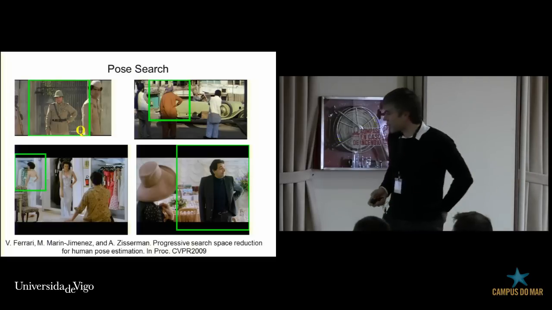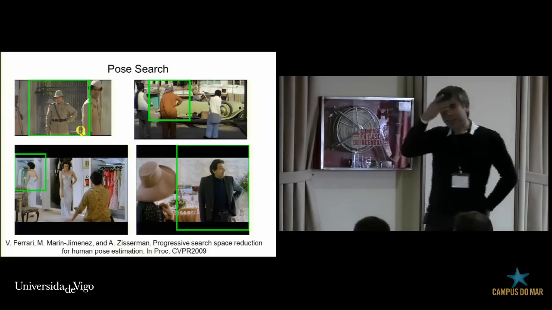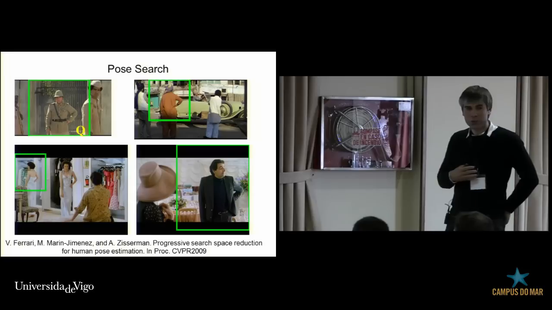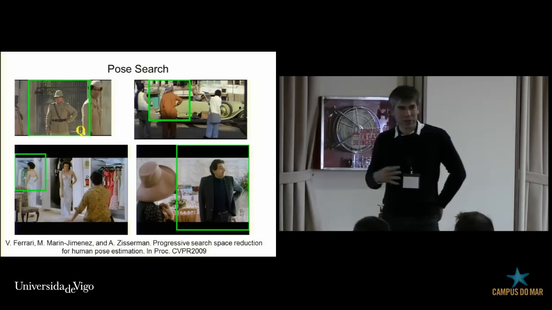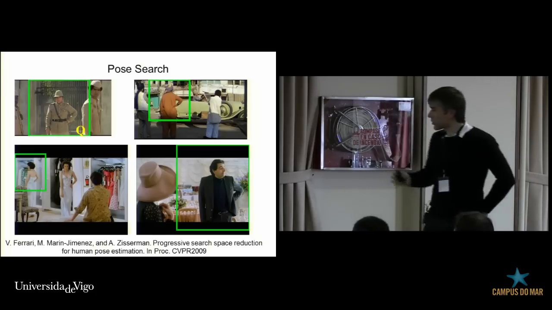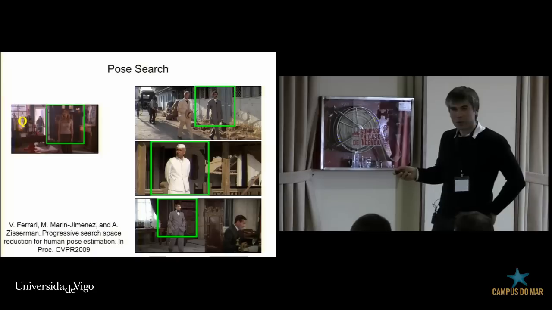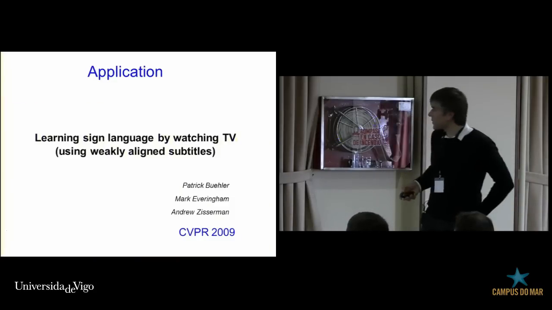Here are some examples from a 2009 paper. This is maybe a more fun application, but it shows what is currently possible. If you run a pose detector over the whole movie and define a query by just one image, you do pose estimation on this one, and assuming you have run the pose estimator over all the frames, you can immediately retrieve poses which are similar to this pose. Here's another example of a standing person.